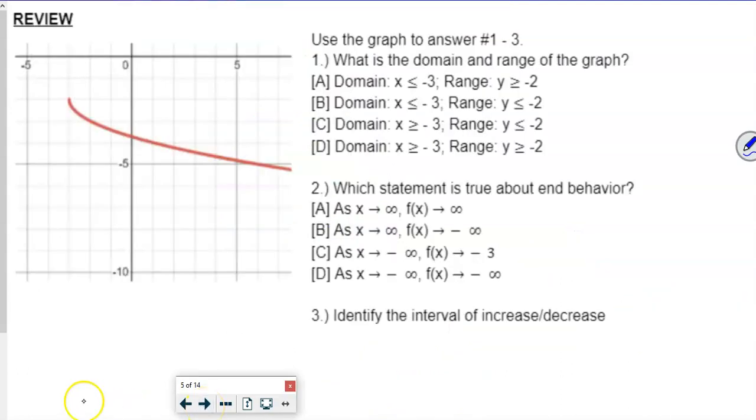All right, so now this is our review, guys. That stuff right there was just practice of stuff we've recently done, and now this is our review. So it says use the graph to answer 1 through 3, okay? So this says, what is the domain and range of the graph?